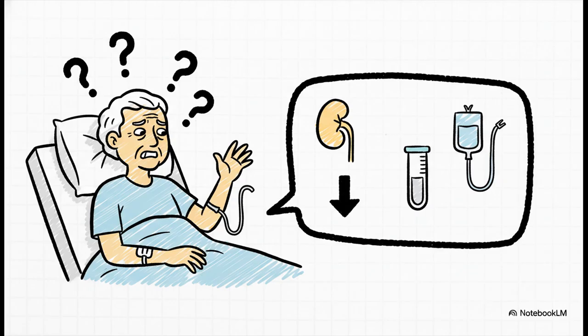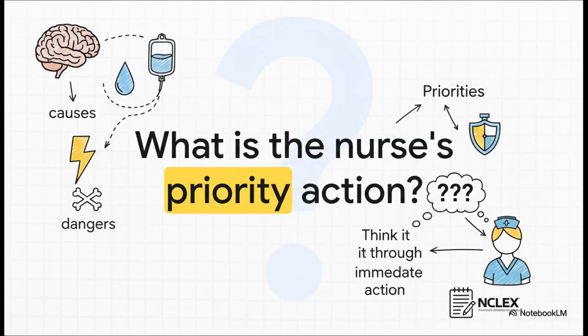You walk into the room and you find them confused and actively picking at their IV line. They are clearly not oriented and they are not safe. So what do you do first? What's your priority action? Do you call the doctor? Do you start restricting fluids? Do you grab some saline?